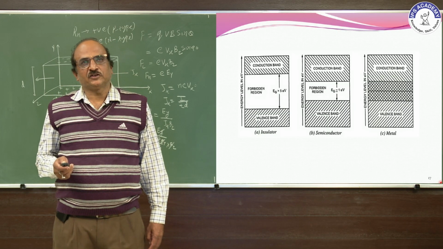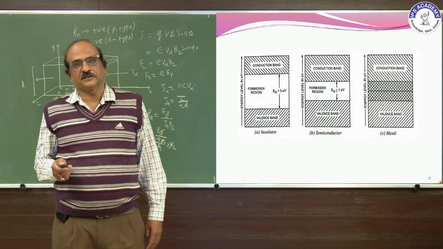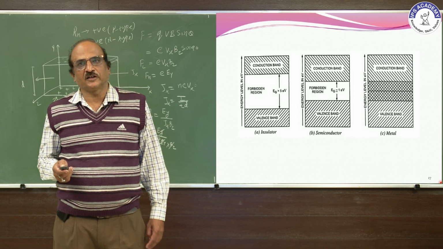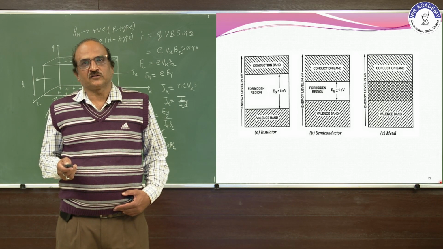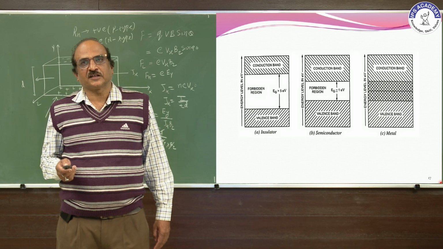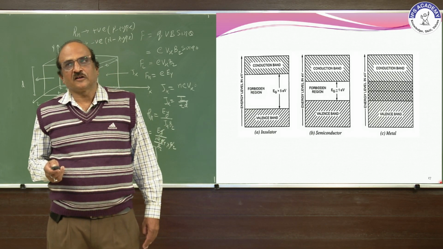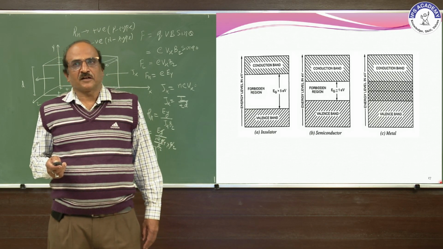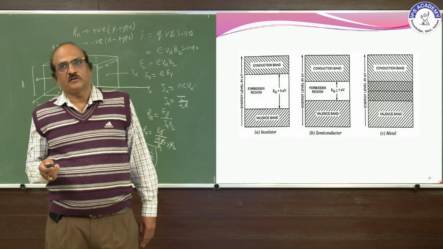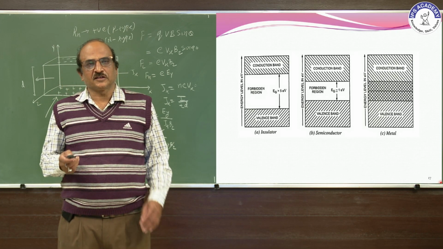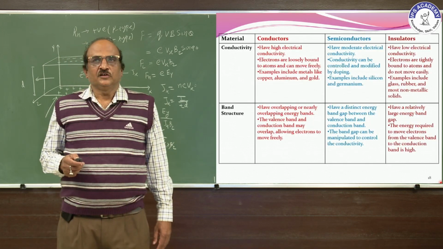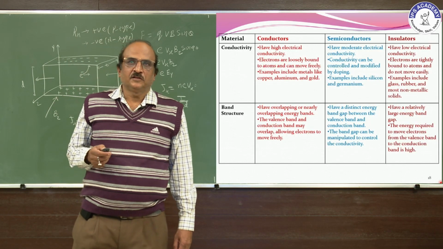On the basis of band theory of solids, we can also classify conductors, semiconductors and insulators. An insulator has a large band gap, greater than 5 or 6 electron volts, a semiconductor has about 1 electron volt, and in the case of metals, the bands overlap each other. So, comparative studies are there.